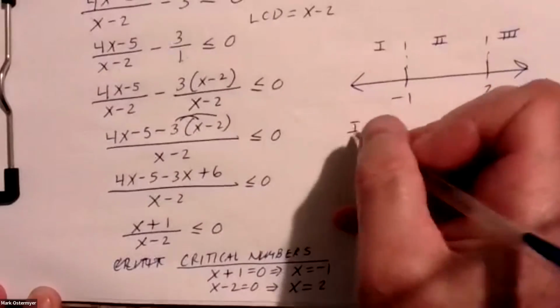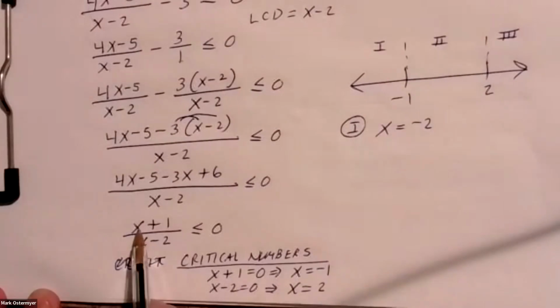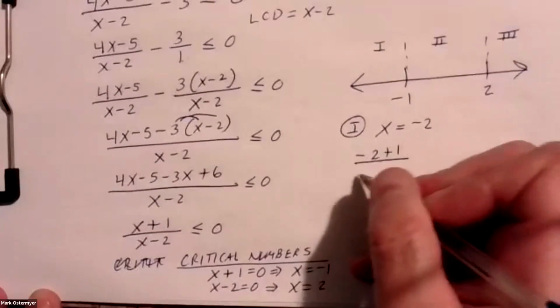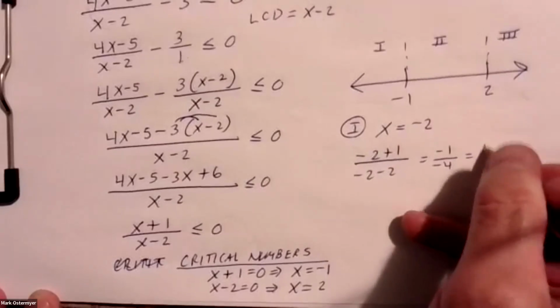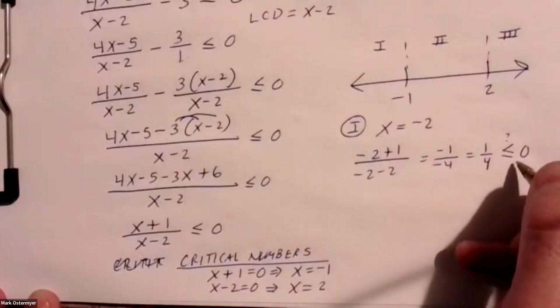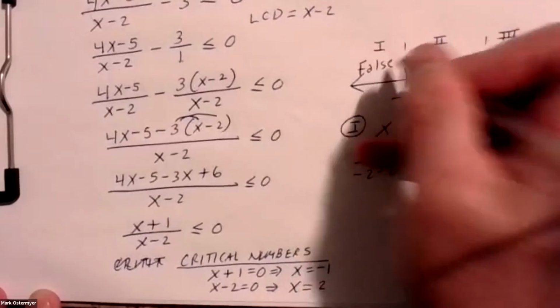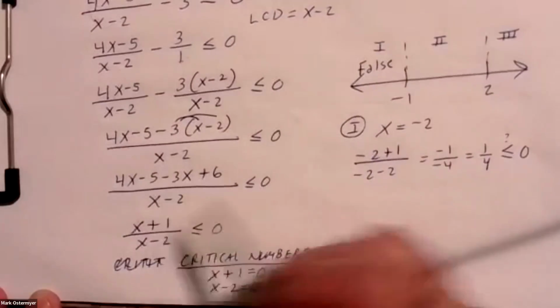Interval number 1, give me something less than -1. How about -2? Put -2 in here and here. See if it's a solution to this rational inequality. Hence, I get -1 over -4, which is 1/4. And is 1/4 less than or equal to 0? Is that true or false? That, ladies and gentlemen, is false. No solutions are coming out of this interval for this rational inequality.